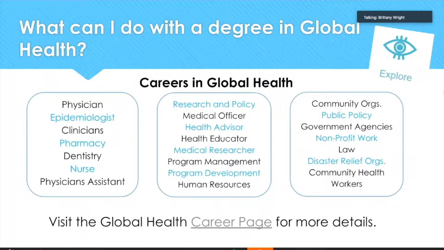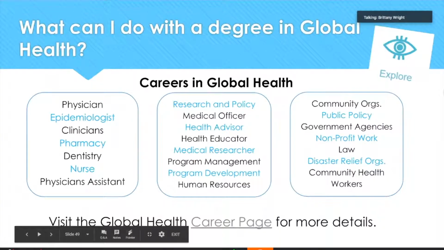They want to get into working in hospitals or working with a local organization on refugee health and running those programs and developing those programs. Human resources, like I said, working with community organizations or working in public policy or government agencies. We also have students going into law, health-related law, or working with disaster relief organizations, and then also community health workers. We have a global health career page for you to explore.